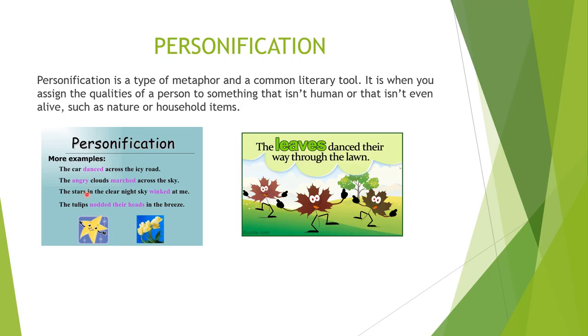Next one. The stars in the clear night sky winked at me. Winked at me means blinked at you. Star is a non-living thing. It's not a human attribute, but we are giving it a quality of a person. Next one. The tulips nodded their heads in the breeze. Only we as human beings can nod our heads. We can show all the emotions that we feel, isn't it? But when we give non-living things the attribute of a living thing, it is known as personification. One more example I have here.